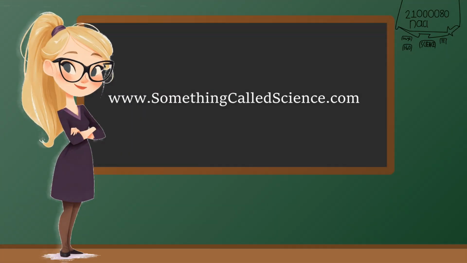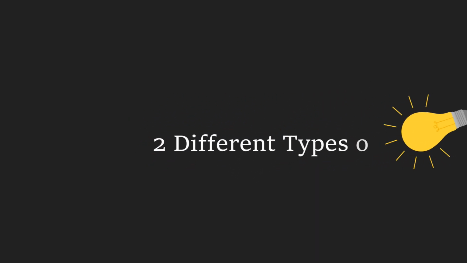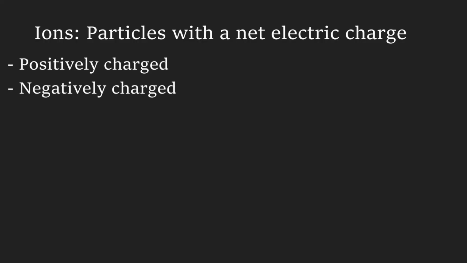Today we'll talk about the fascinating topic of monoatomic and polyatomic ions. So in this video we'll discuss two different types of ions, namely monoatomic and polyatomic ions. As you might know, ions are particles with a net electric charge. They can be either positively charged or negatively charged.